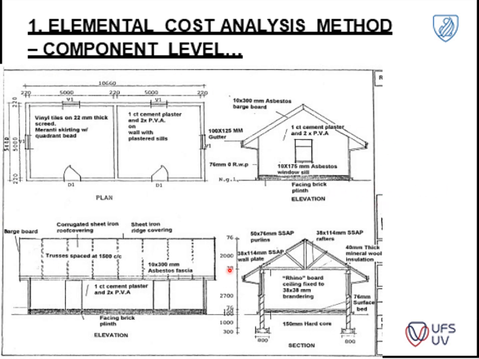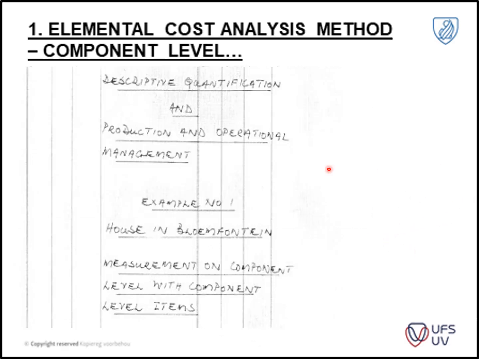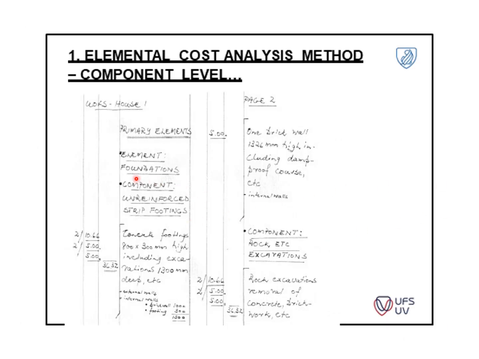So you will see this drawing in the annexures of your study notes, with a hand drawing, where your dimensions are taken down. This is how you usually do your BOQ and your descriptive quantification dimensions. So you should be very familiar with the processes involved in this, where you divide your project into the primary elements and everything that falls underneath that. So you've got your primary elements, the element of foundations, components, etc., etc.